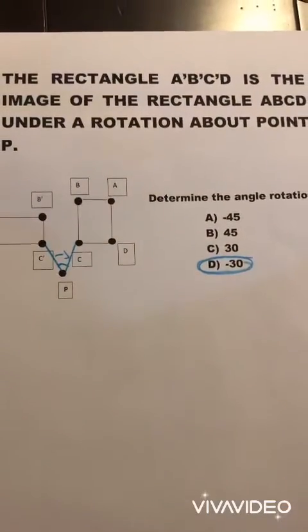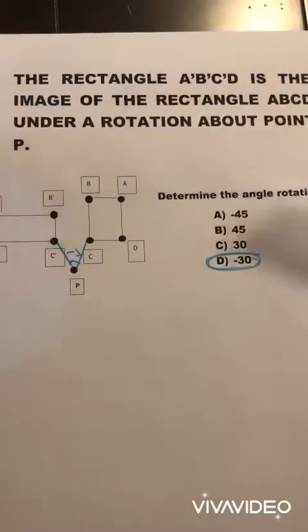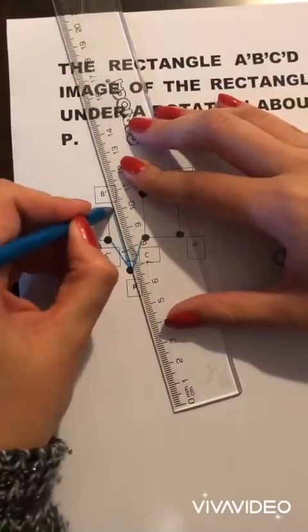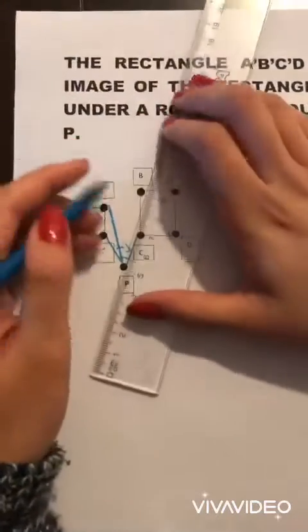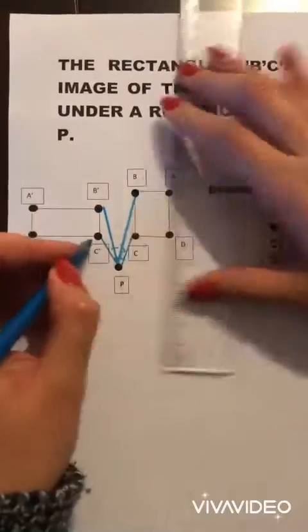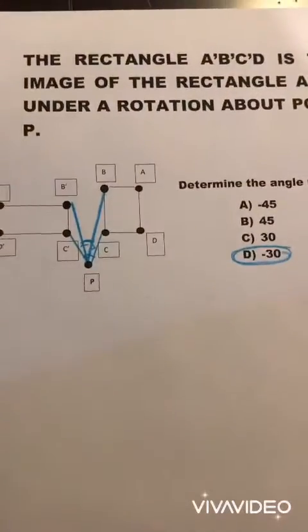Now we're going to do it with another point. Let's do it with point B. So let's connect point B' and point B, and it also seems like a 30-degree angle. And here we can confirm that it's a negative 30.